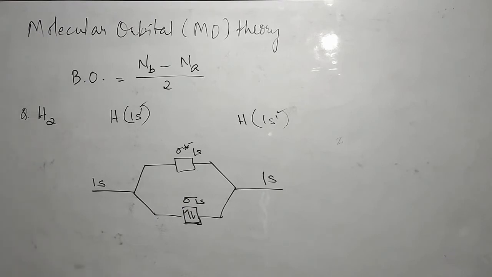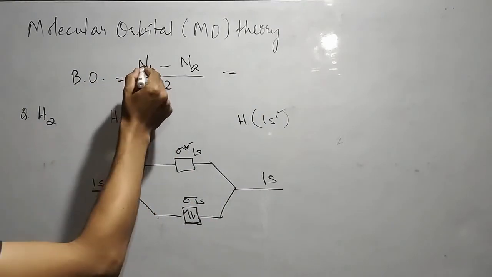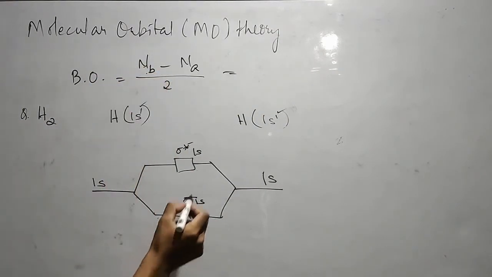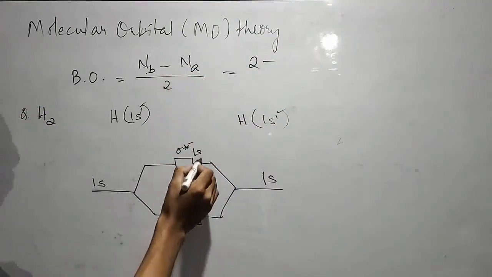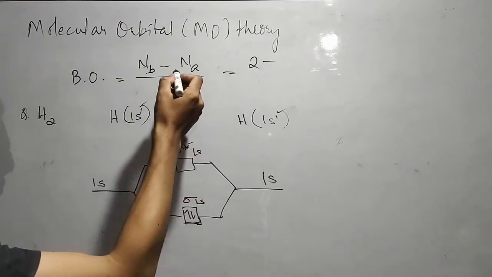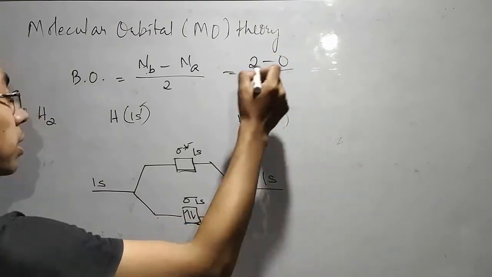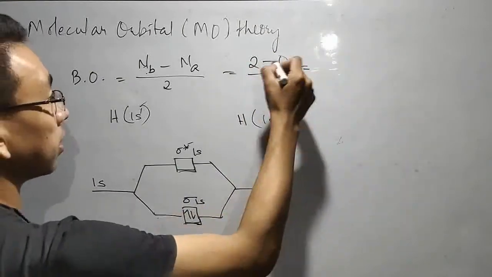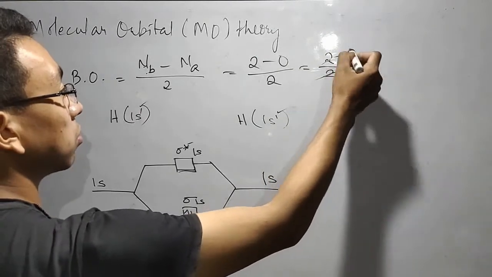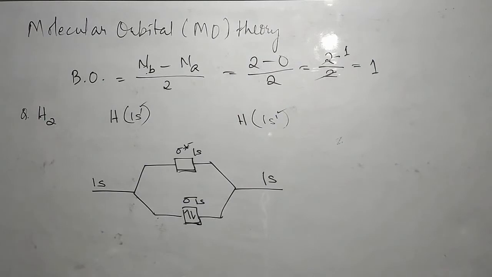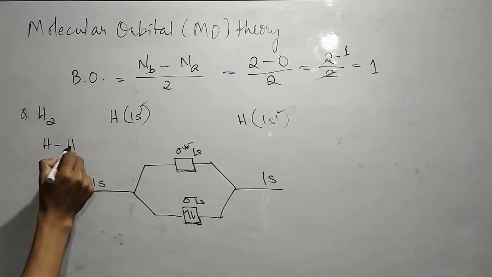Now to calculate the bond order, see, the number of electrons in the bonding orbital is 2, minus the number of electrons in the anti-bonding molecular orbital is 0. No electron is present, so it is 0, divided by 2. So it will be 2 minus 0 is 2, divided by 2, is equal to 1. That means the bond between these 2 hydrogens is a single bond.